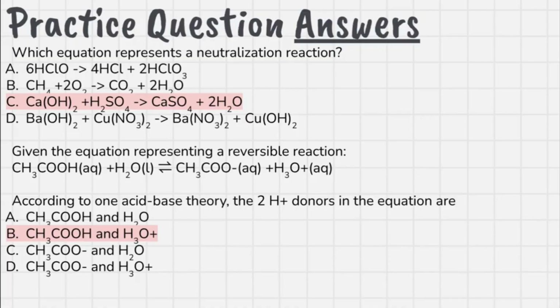CH3COOH will donate its H because it loses the H on the product side of the equation. Looking at the reaction starting from the right, H3O plus donates its H because it loses it on the product side of the equation. This makes the answer choice 2.